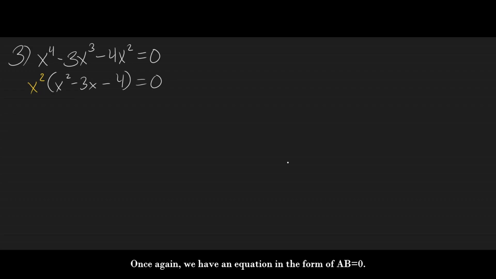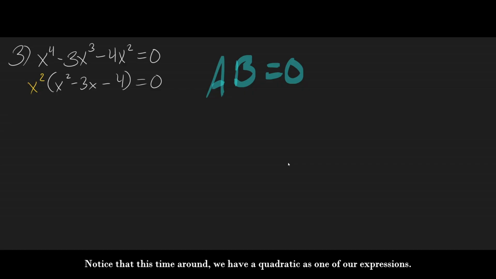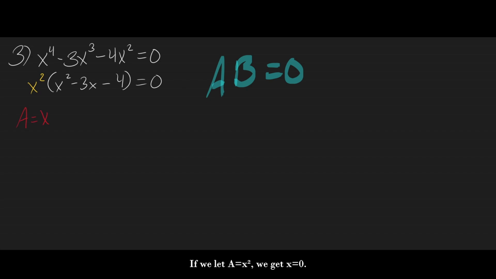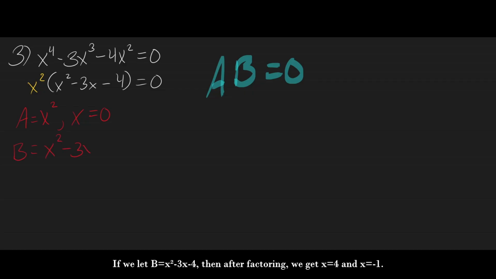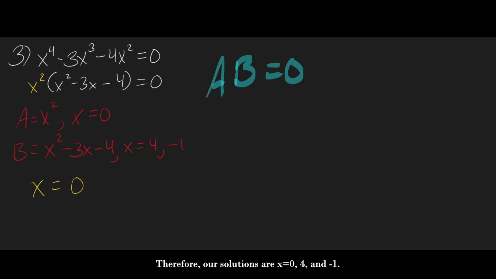Once again, we have an equation in the form of AB equals 0. Notice that this time around, we have a quadratic as one of our expressions. If we let A equals x squared, we get x equals 0. If we let B equals x squared minus 3x minus 4, then after factoring, we get x equals 4 and negative 1. Therefore, our solutions are x equals 0, 4, and negative 1.